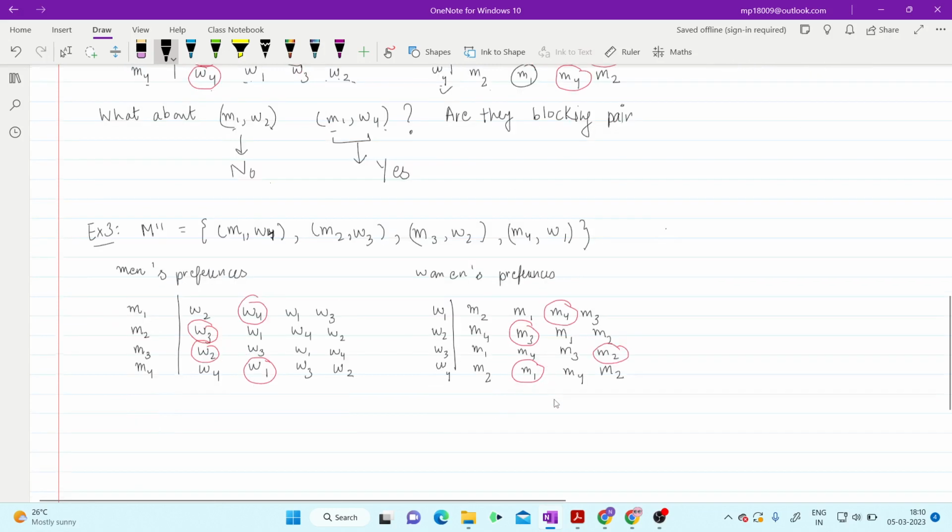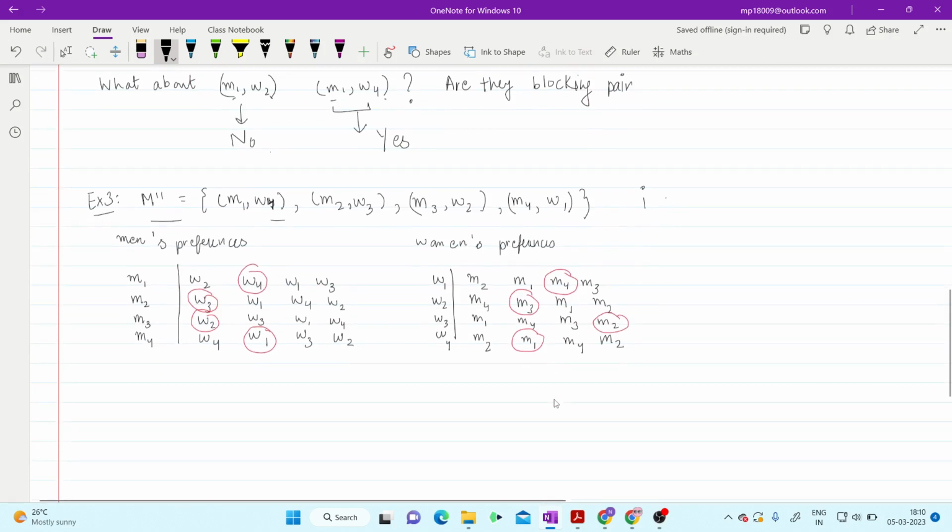So first of all, this is my example 3. Now we want to see if this is a stable matching or not. Suppose first we consider this pair M1W2. Is M1W2 a blocking pair? No. M1 will be happy with W2, but we see that W2 won't be happy with M1. So it is not a blocking pair.